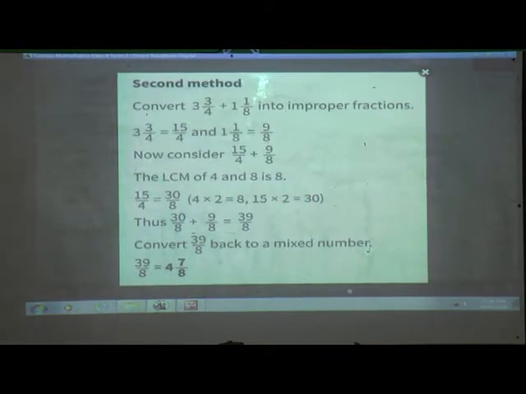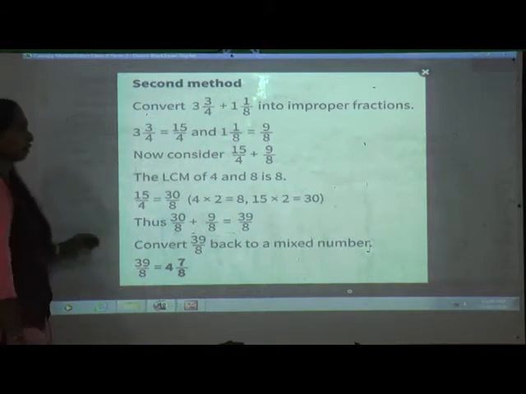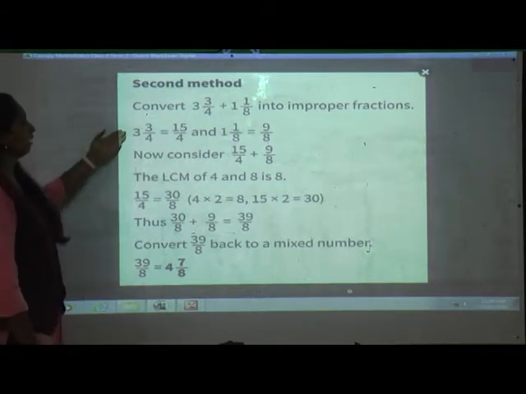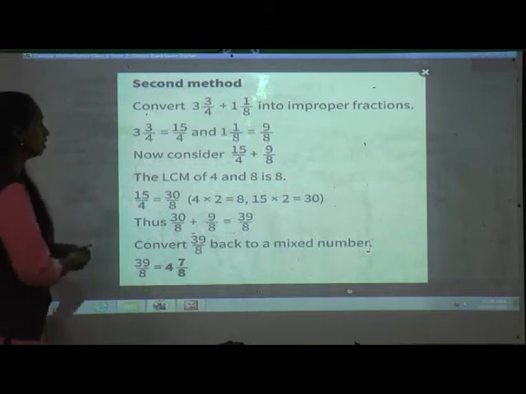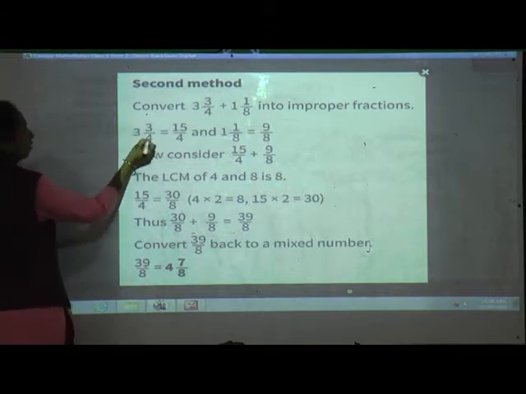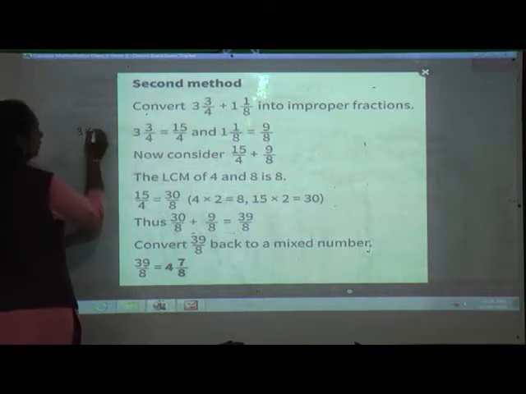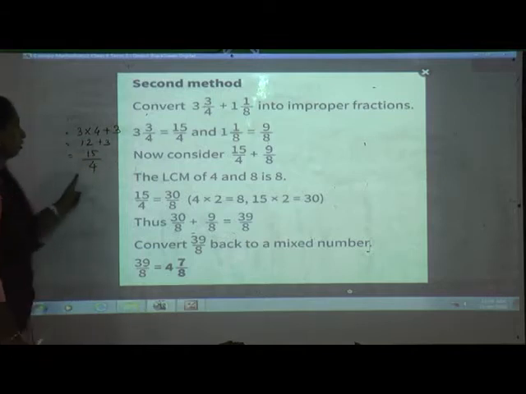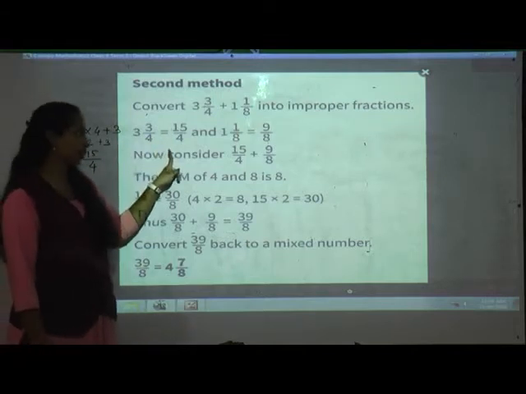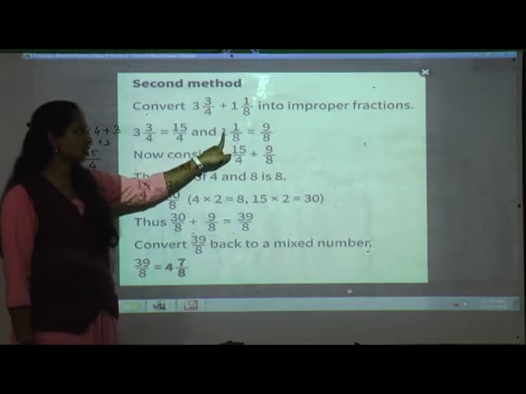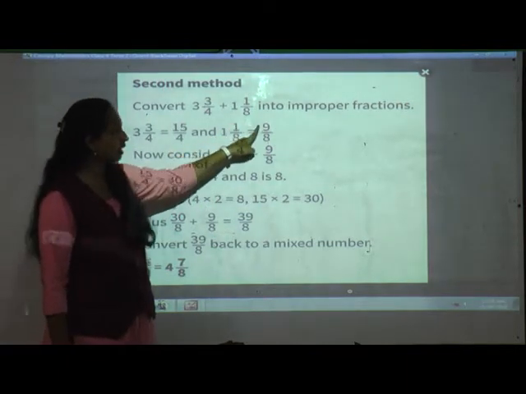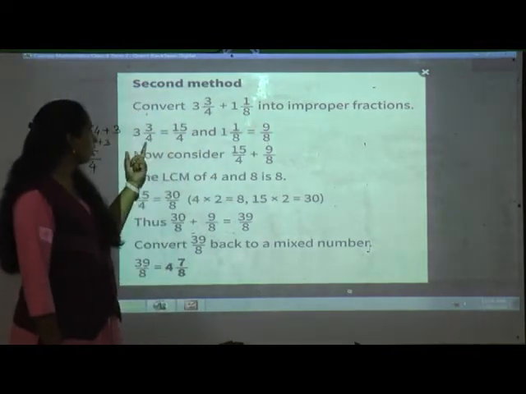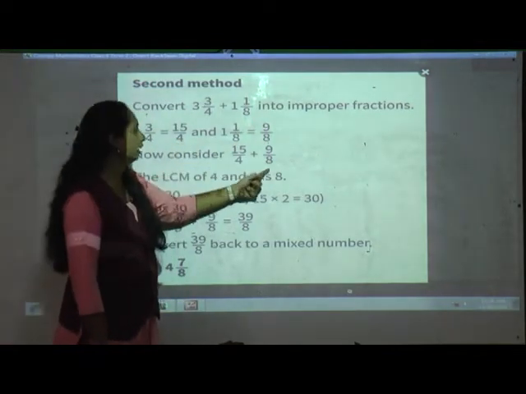Now convert the mixed fractions into improper fractions. Do you remember what you have to do? Whole number multiplied by denominator and add numerator. So 3 4s are 12 plus 3 is 15 upon 4. In this way you find the fraction first, and for this one, 1 8s are 8, 8 plus 1 is 9, 9 upon 8. Now we got 15 upon 4 and 9 upon 8.